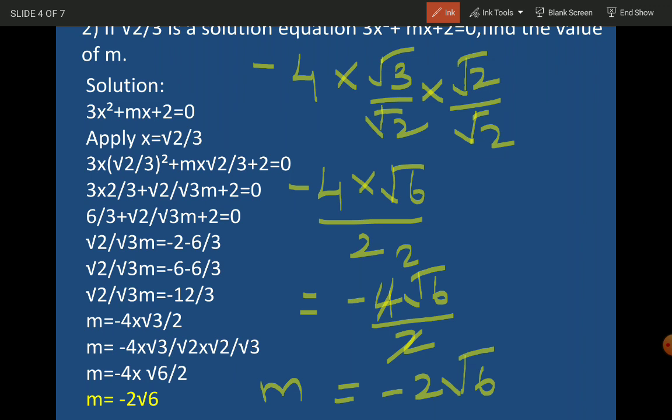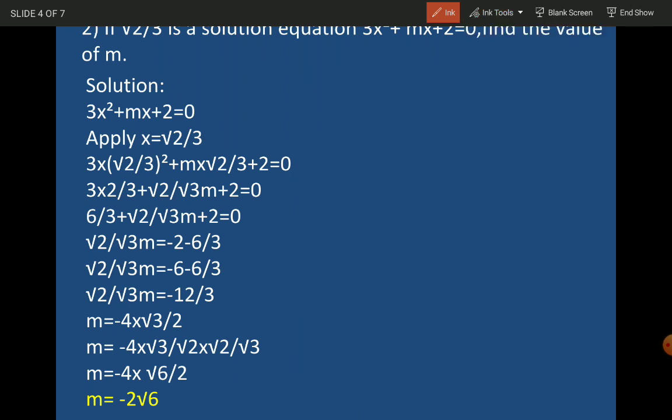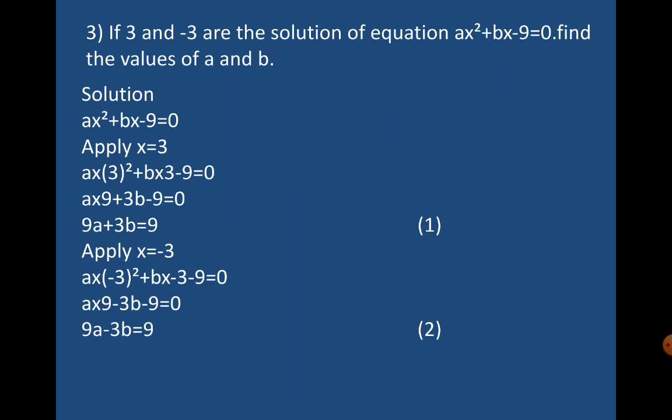They are given the x value and the equation. We apply the x value in the equation and we find the m value, that m is equal to minus 2 root 6. I hope you all understand. Okay, we can solve one more sum.